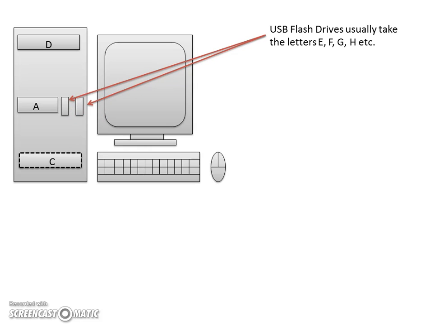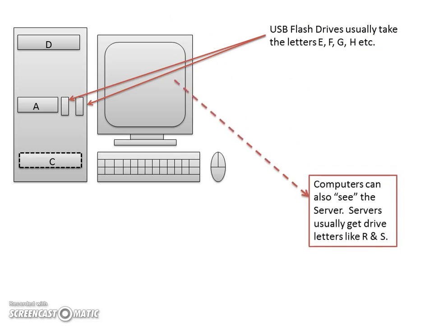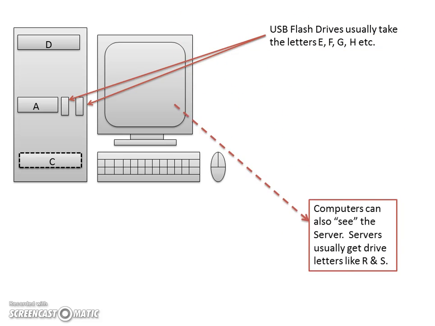So the next thing is USB flash drives will then take the next letters. So E, F, G, H, whatever one is the next letter to come up in the alphabet. The only caveat to this is that the computer can usually also see the server. And servers usually get drive letters like R and S. So those are way further down.